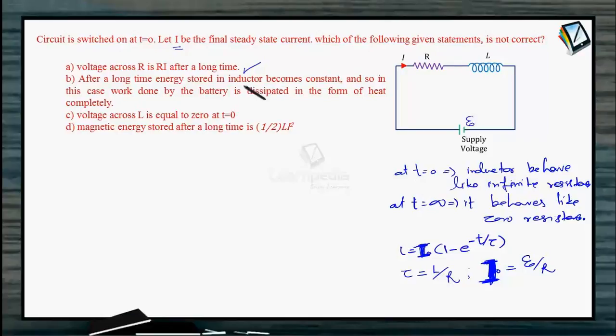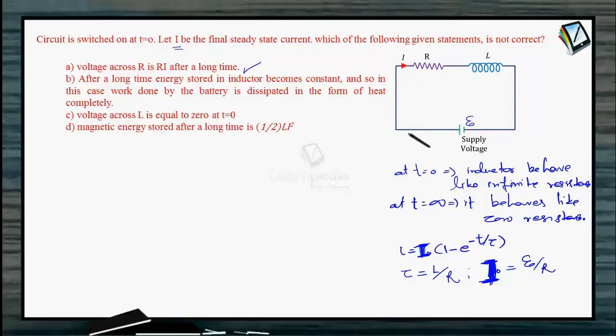After a long time, energy stored in the inductor becomes constant, and so in this case, work done by the battery is dissipated in the form of heat completely. Yes, that's true. As we know, after a long time, the circuit will attain a maximum steady current I, which is E by R. At that time, whatever energy is stored in the inductor will remain there, and whatever work is done by the battery to drive this current in the circuit gets dissipated in the form of heat across this resistance.